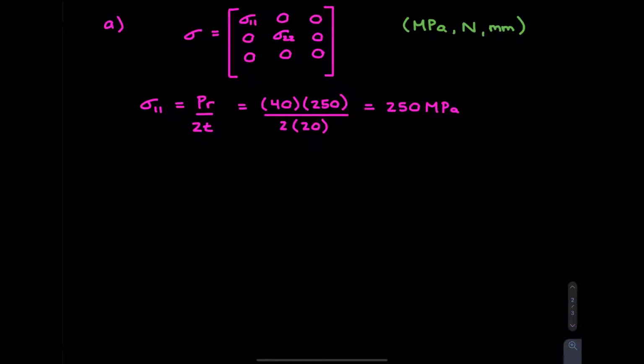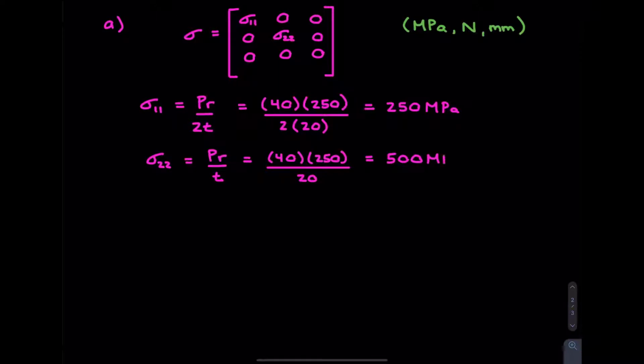We can come down and say, all right, how about our second component, sigma 2,2? Well, it's almost the same formula where we go the pressure times the radius divided by the wall thickness. However, in this case, on the bottom there, we don't have the 2. We just simply have the wall thickness. So we can come over to the side and say, this is going to be 40 MPa multiplied by the radius, which is 250, and we can divide by the wall thickness, which is 20. So we know it's going to be the exact same as sigma 1,1, just multiplied by a factor of 2. So we know that sigma 2,2 is going to be 500 MPa.